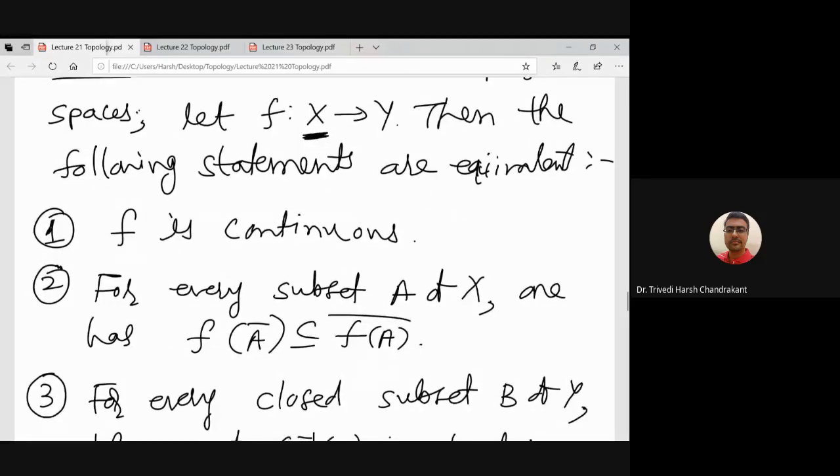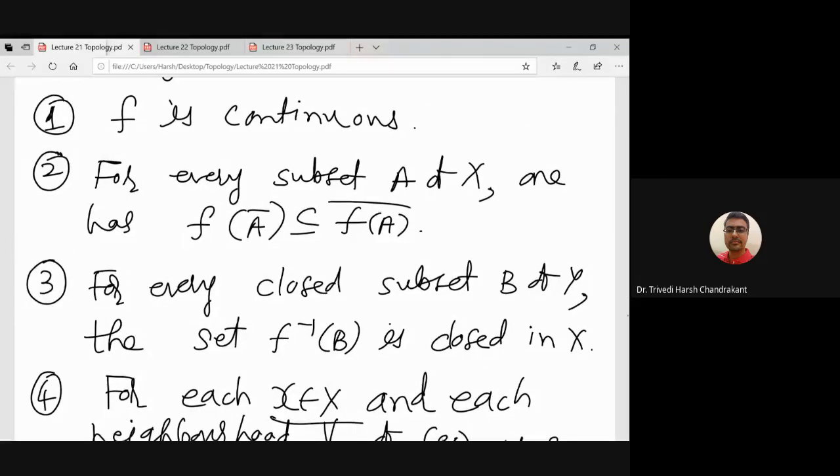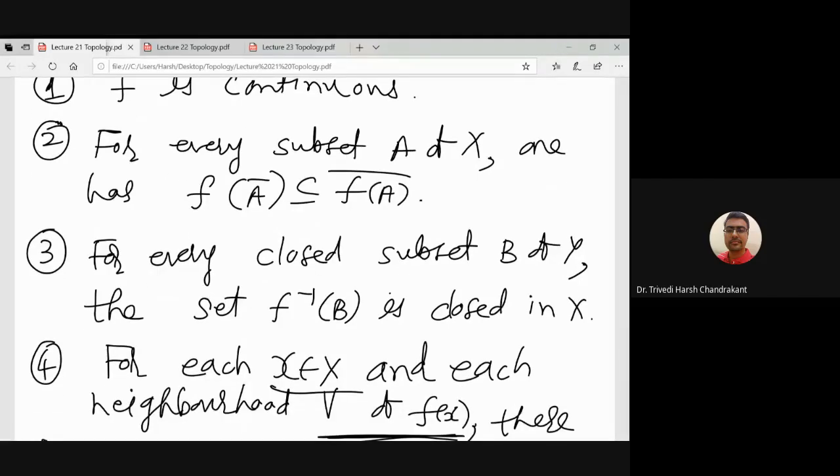And this condition that f is continuous is equivalent to three other conditions. The first condition is that for every subset A of X, f of the closure of A is contained in the closure of f of A. So this is in terms of the closure of a set. The second condition is in terms of closed sets. If the inverse image of every closed set is closed, then such a function will be continuous using this theorem.